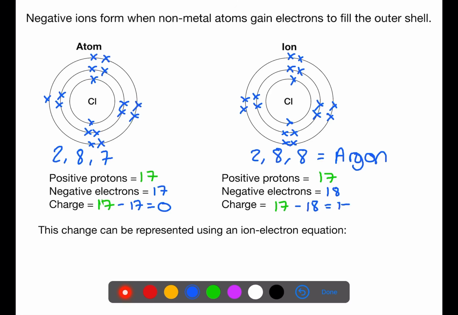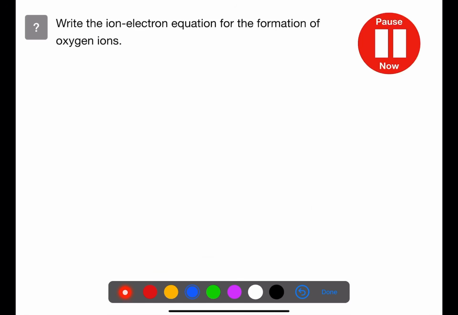We can also write this as an ion-electron equation. We have to remember that chlorine exists as a diatomic molecule, so we have Cl2. This means we'll need to gain 2 electrons, 1 for each chlorine, to form 2 chloride ions. Again, you can find these on page 10 of your data book. Write the ion-electron equation for the formation of oxygen ions.